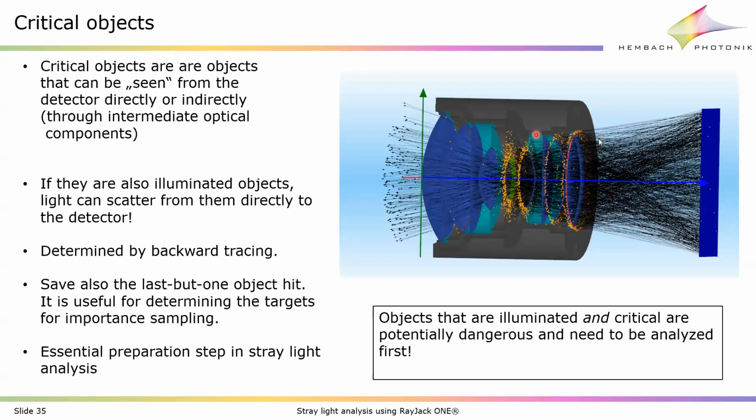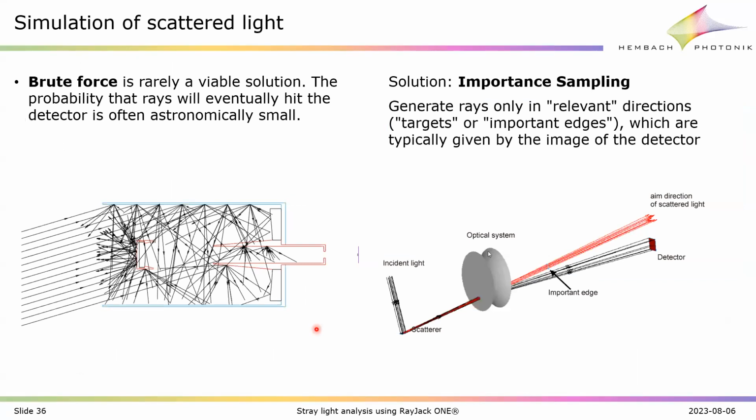If we look at this mechanical part, it will then be maybe this one. The last but one object will be a lens, and we need that later on for computing importance sampling, which will be discussed here.